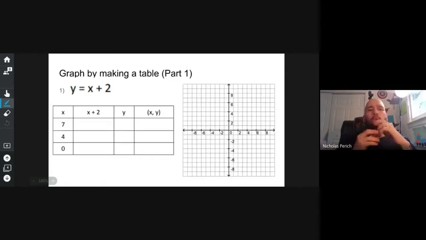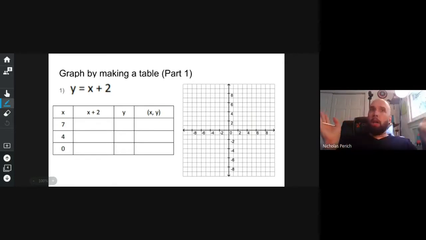So we're just going to get started. There's 3 ways that you can use a table to graph a line, and I want you to see all 3 ways. So this is part 1, way number 1 that we're going to do it. I'm giving you an equation, and we've seen equations like this.